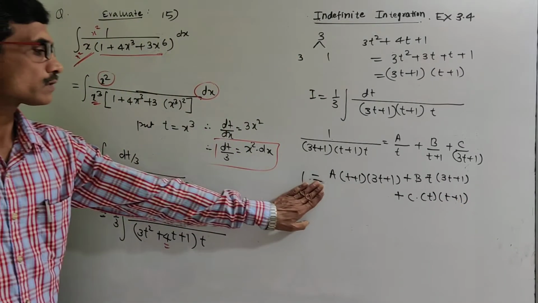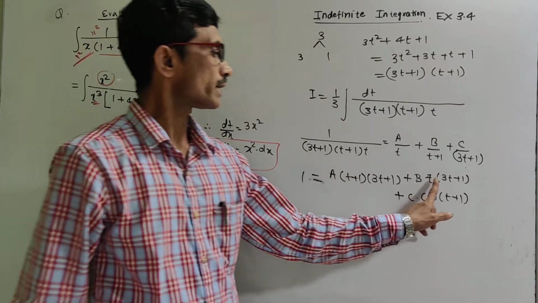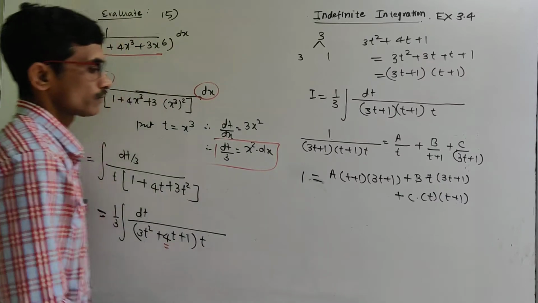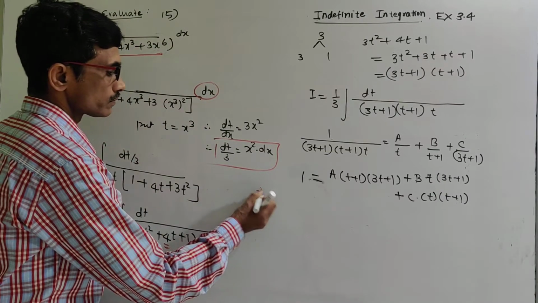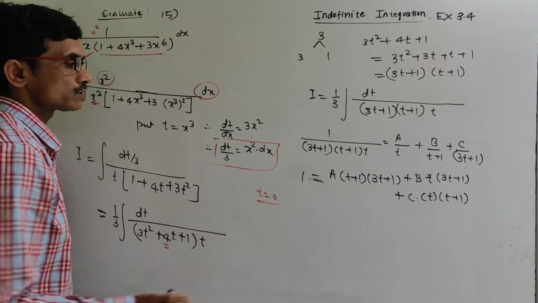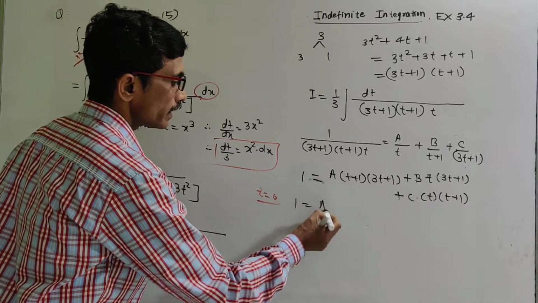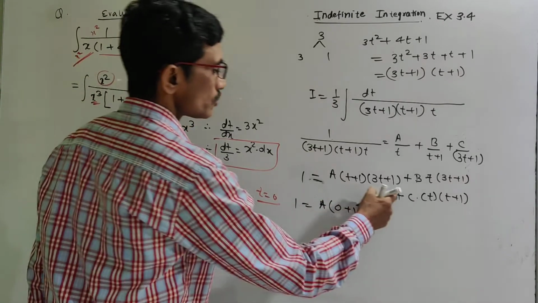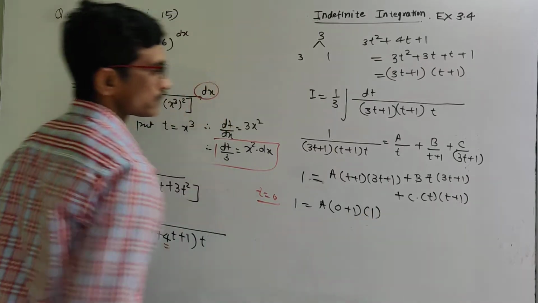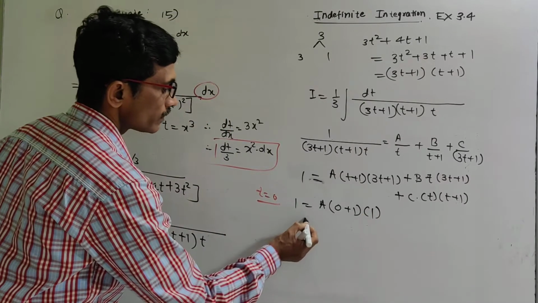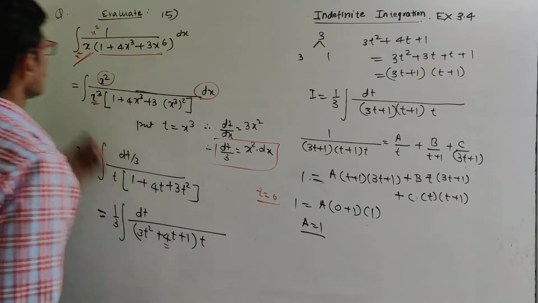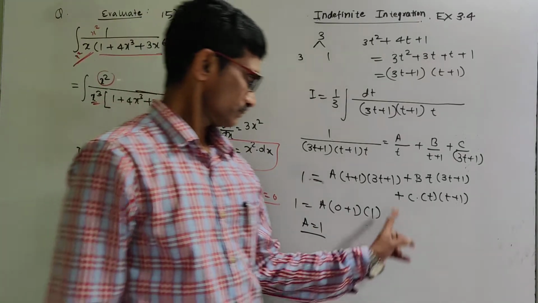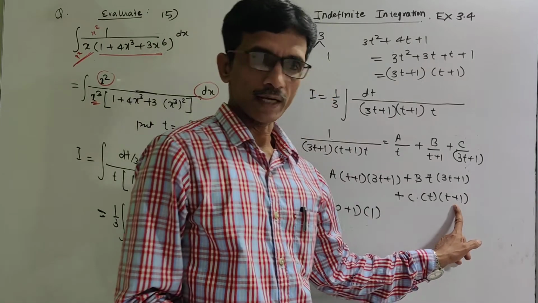Now if you put t is equal to 0 over here, both sides, ये लास्ट के दो टर्म्स 0 होंगे. First we put t is equal to 0 over here. 1 is equal to a into 0 plus 1, again 0 plus 1, that is 1. Means a will be equal to 1. So we are getting a is equal to 1. Then put t is equal to minus 1.